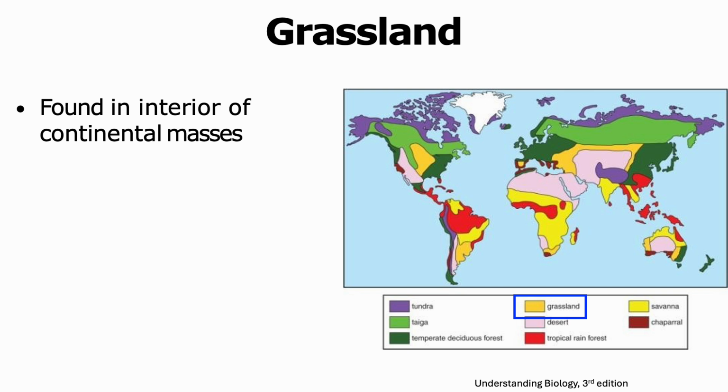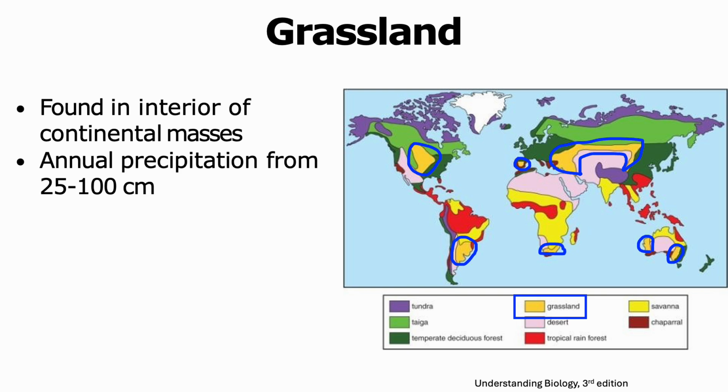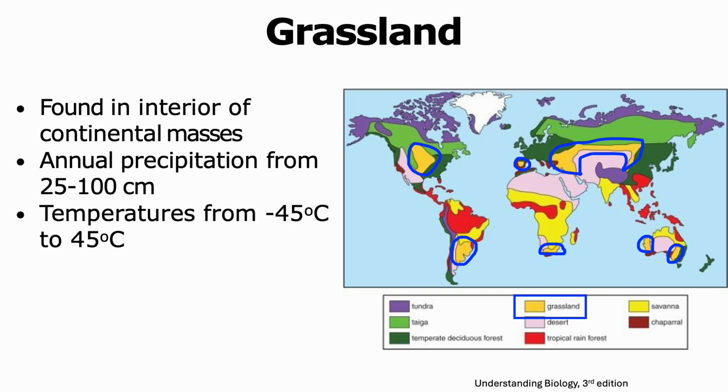Grasslands are biomes that are found in the interior of continental masses. They receive an annual precipitation of about 25 to 100 centimeters, and the temperature can vary in a year from minus 45 degrees Celsius to 45 degrees Celsius. Grasslands are known to have fertile soils.